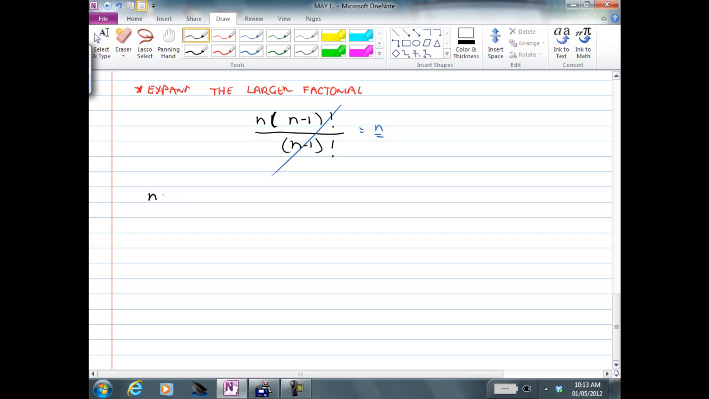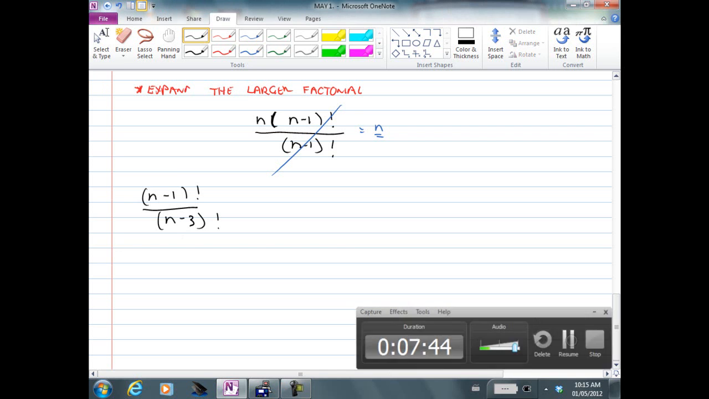n minus 1 factorial over n minus 4 factorial. Actually, not too complicated. Make it n minus 3 factorial.